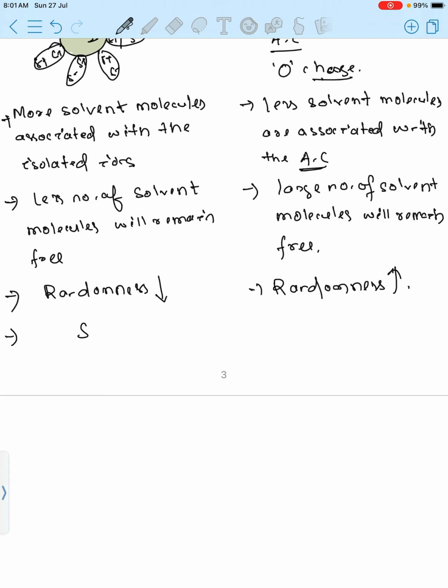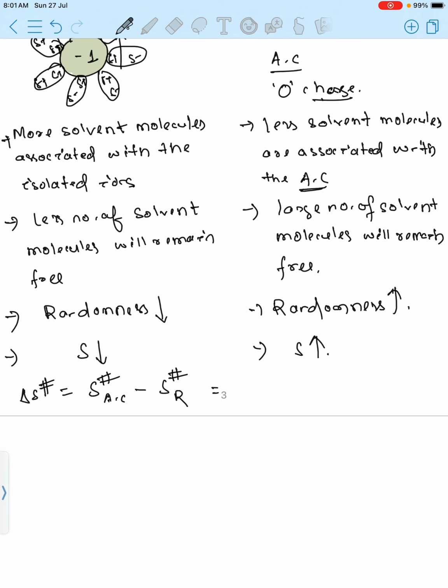As entropy is the measure of randomness, where randomness is lesser the entropy is also lesser, and here the entropy is larger. So if you talk about the entropy of activation, which is the difference of the entropy of the activated complex from the entropy of the reactants, you can see that on the reactant side the entropy is lesser and on the activated complex side the entropy is larger. That gives an increase in the entropy of activation. You are getting a positive value.